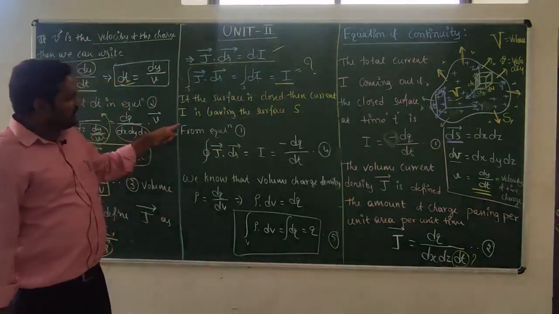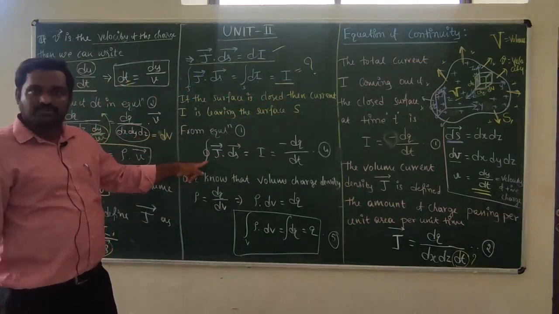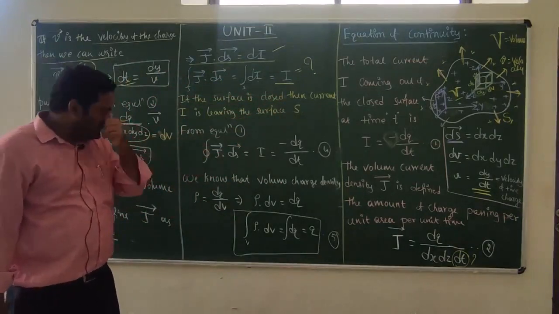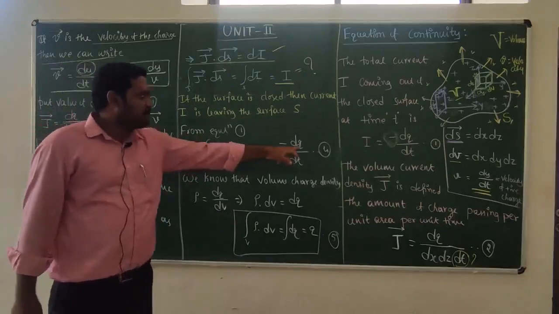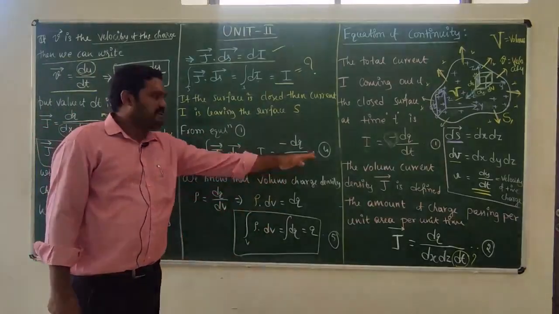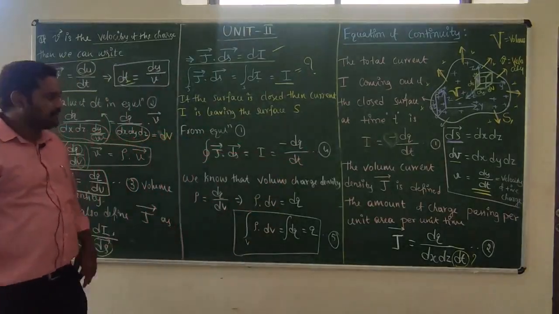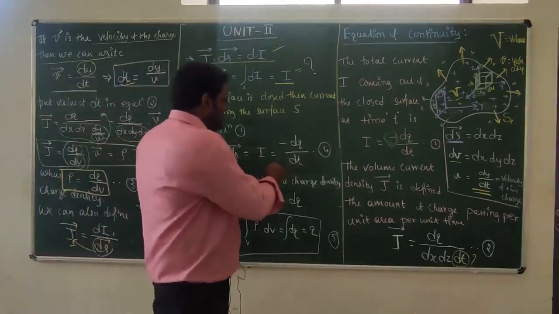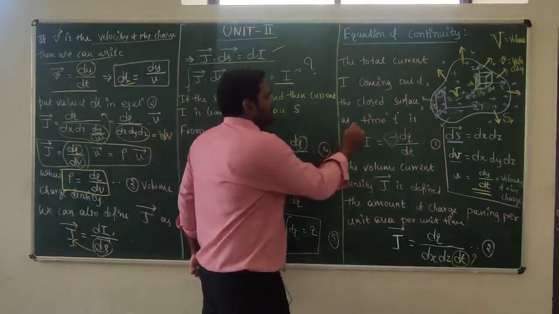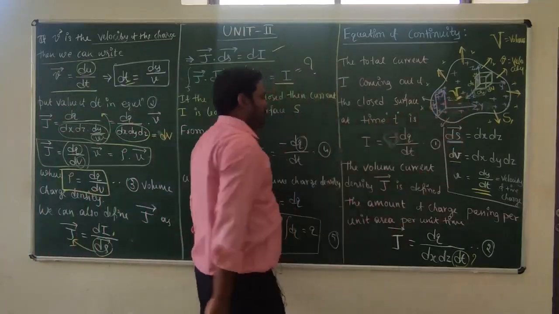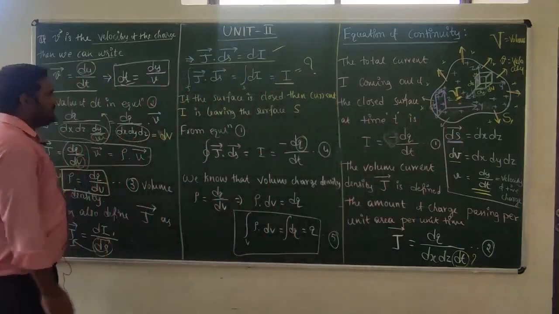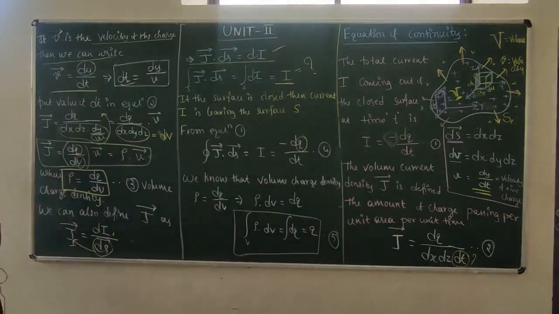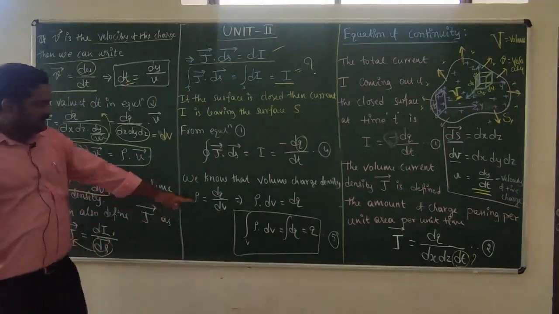So we have applied the condition that the surface is closed. For a closed surface, the integral of j dot ds is equal to I, which is equal to minus dq by dt. Take this as equation number 4. Now we need to know the total charge present within this particular volume. For that we will take the charge density concept. Charge density is equal to dq by dv.